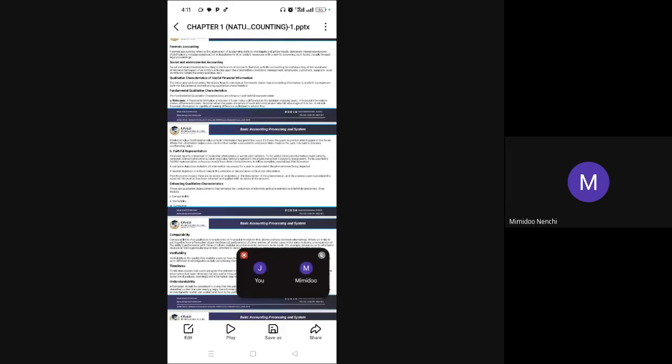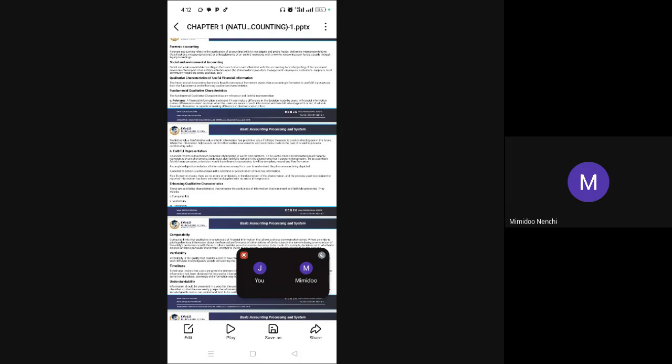Are we together? Yes. Now, for neutral, a neutral information is without bias in the selection or presentation of the financial information. That is, the information being presented must be free from bias. It must not be based on individual bias. Are we together?